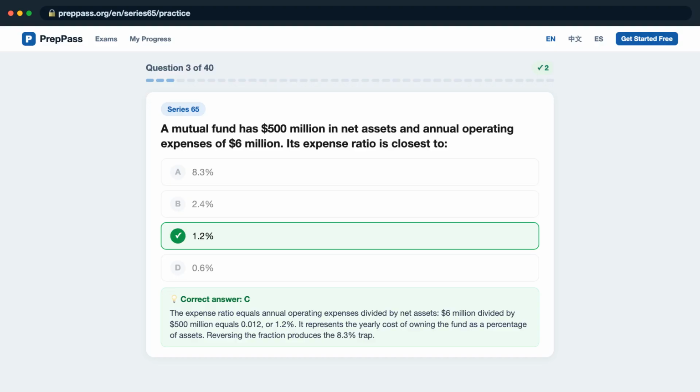The expense ratio equals annual operating expenses divided by net assets. $6 million divided by $500 million equals 0.012, or 1.2%. It represents the yearly cost of owning the fund as a percentage of assets. Reversing the fraction produces the 8.3% trap.